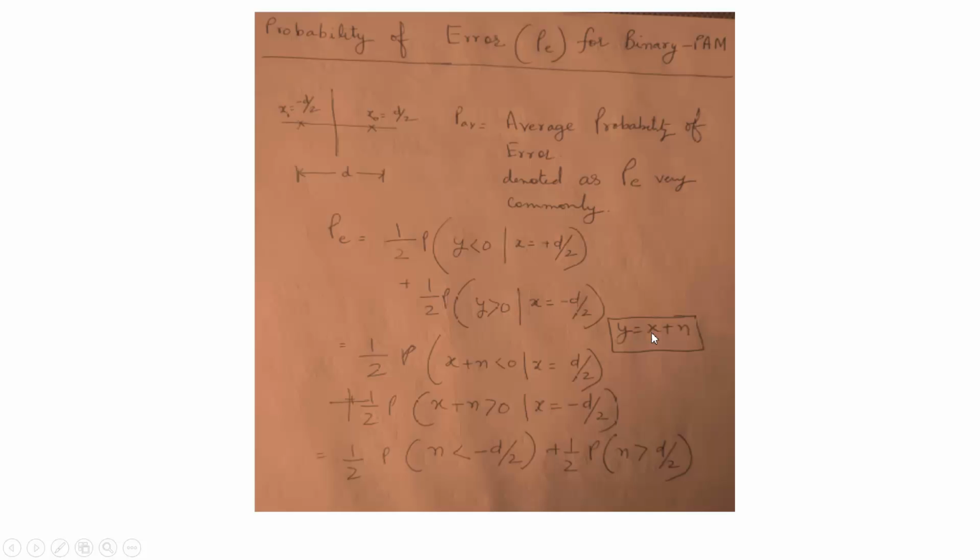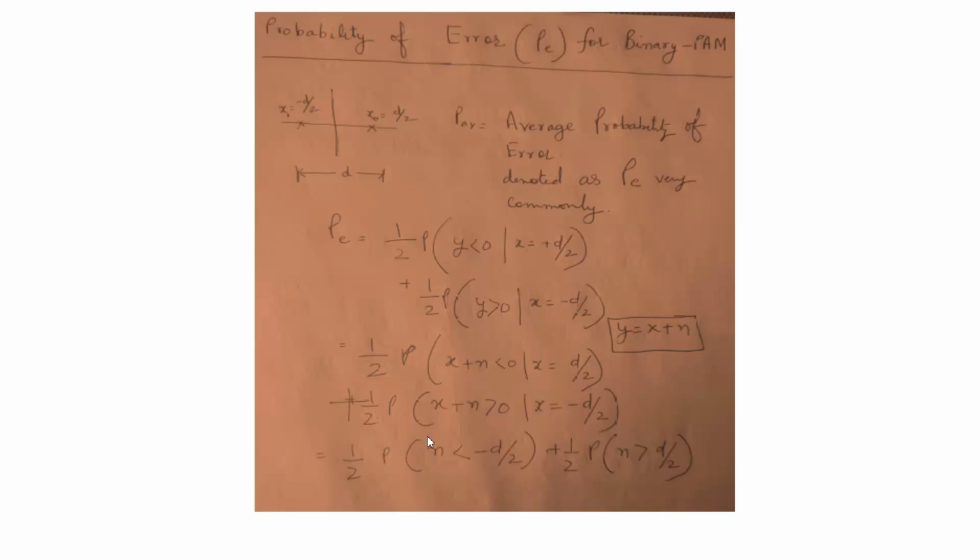Here y is equal to x plus n. So this is how we define the probability of error: half the probability that y is less than 0 given that the transmitted x is equal to plus d by 2, plus half the probability that y is greater than 0 given x equal to minus d by 2. Now what is y equal to? y equal to x plus n. So we can replace y here: half the probability of x plus n less than 0 given x equal to d by 2, plus half the probability of x plus n greater than 0 given x equal to minus d by 2.